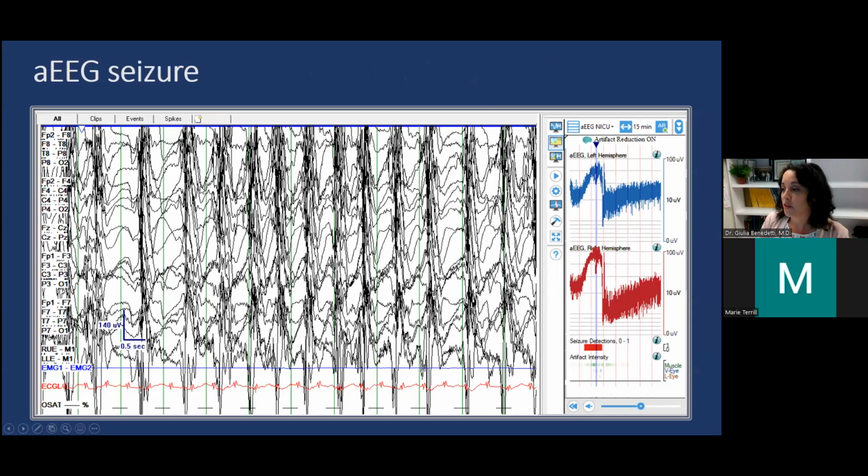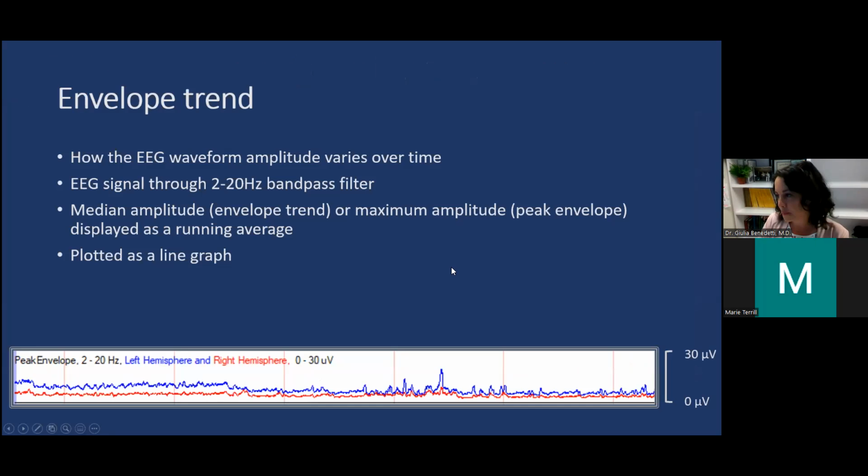You get a sudden, really significant increase in amplitude. So during a seizure, you're going to get this classic arch appearance. The amplitude is highest on the right hemisphere, so you know this is a right hemispheric seizure if you compare the two hemispheres.